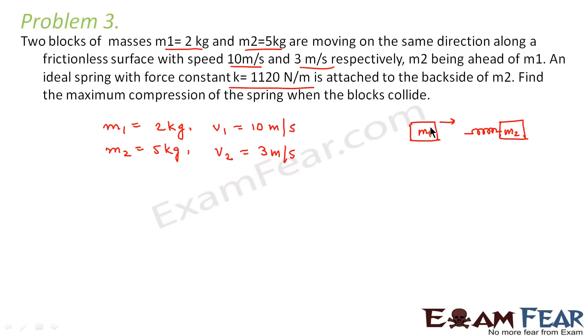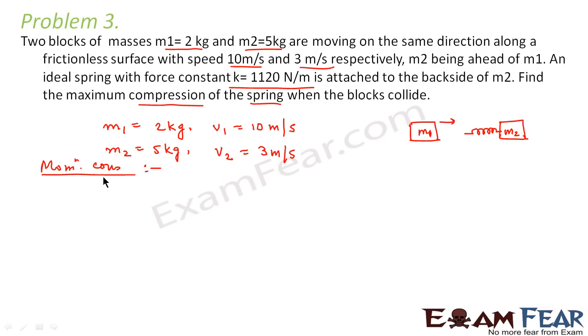So what will happen when m1 collides with m2? The spring here, which is attached to m2, will get compressed to its max. So what does the question ask? It asks us to find the maximum compression of the spring when the blocks collide. So here also we'll apply the same momentum conservation first.